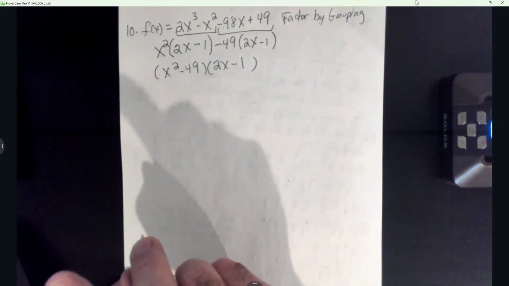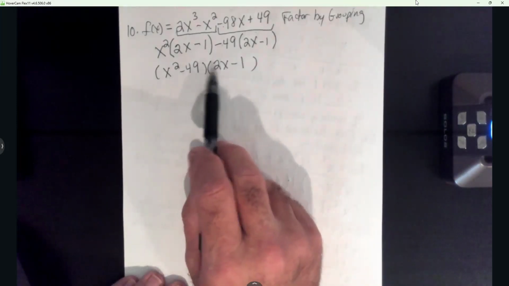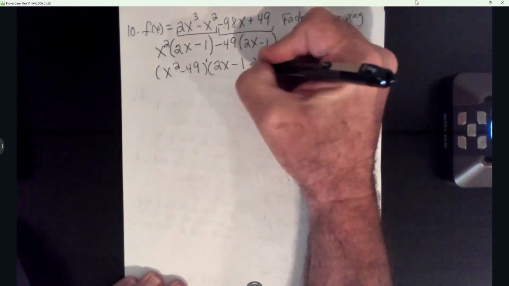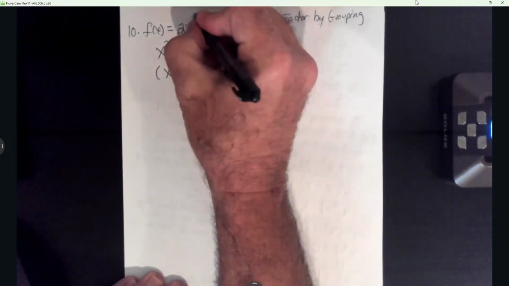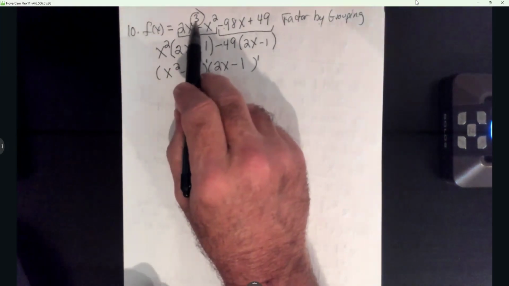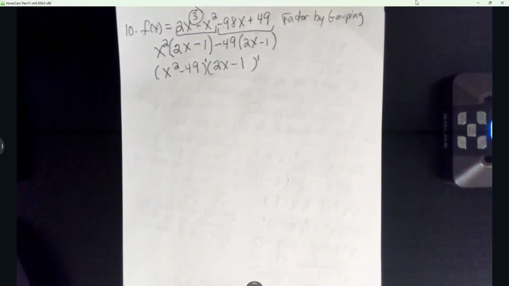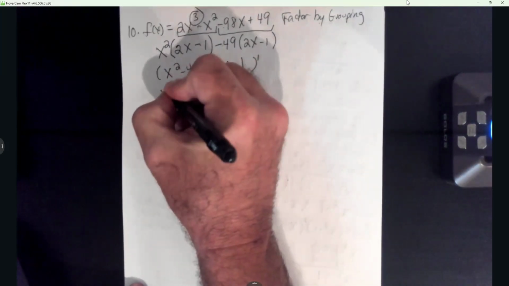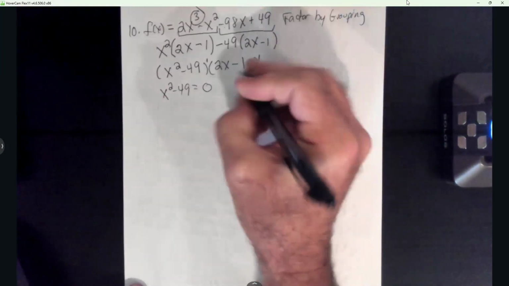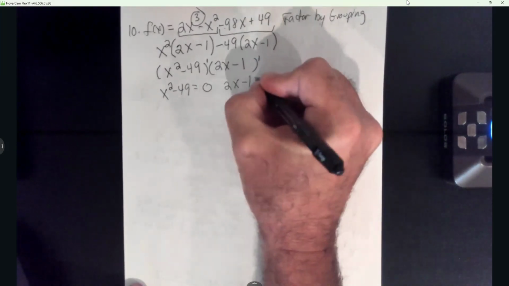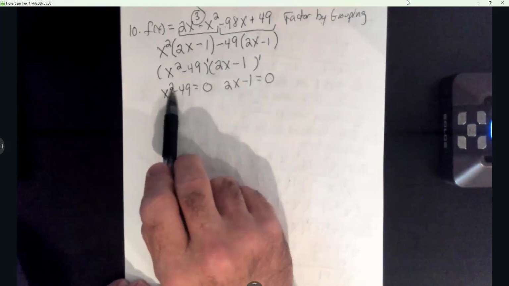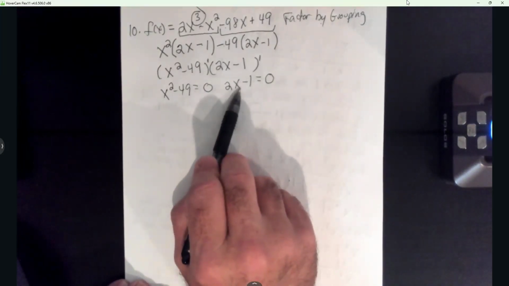All right, so here's the thing. What are the multiplicities behind these parentheses? So that's going to be 1s again. And y'all remember, my biggest exponent when I started was a 3. So when we're done, we need to get 3 zeros, okay? So we're going to start out by setting x squared minus 49 equal to 0, and then 2x minus 1 equals 0. So y'all going to get 2 of them on this one, and then I'll get the other one right here, okay?